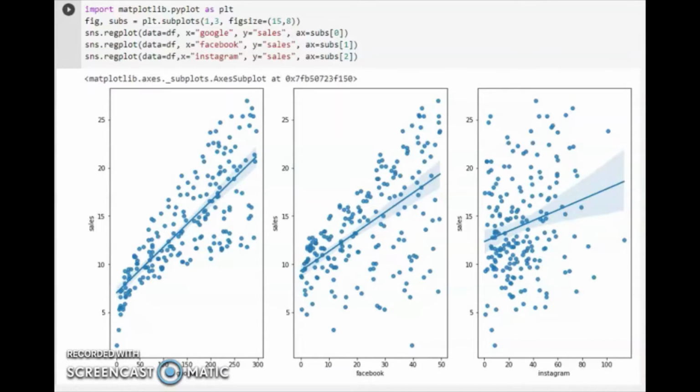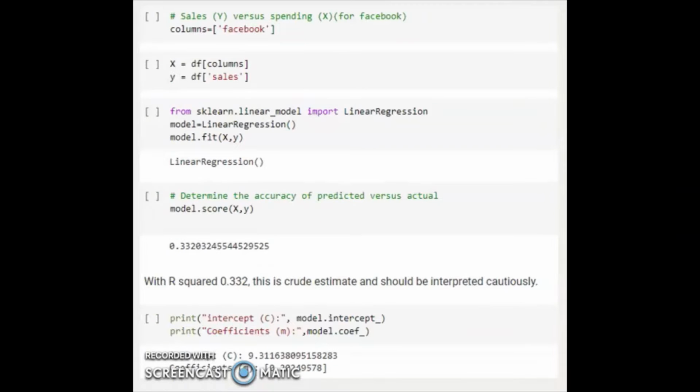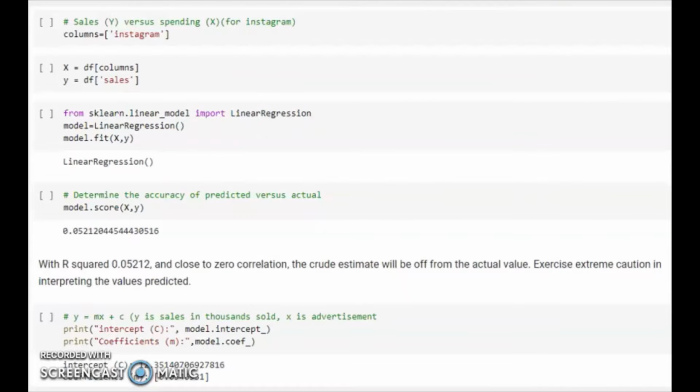Next, we plotted the regression for the sales versus Google spending, Facebook spending, and Instagram spending. Next, we built the regression models for Google, determine the coefficient of determination R squared, determine the coefficient, which is the slope of the line, and the intercept, which is a point where the line cuts through the sales axis. We repeated the same analysis for Facebook and Instagram.